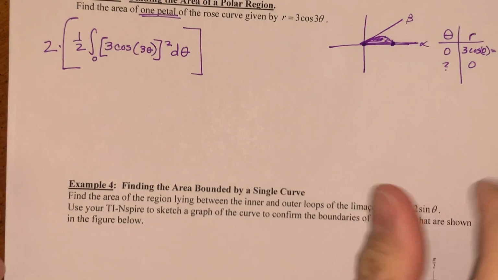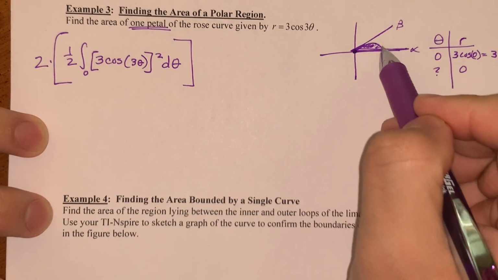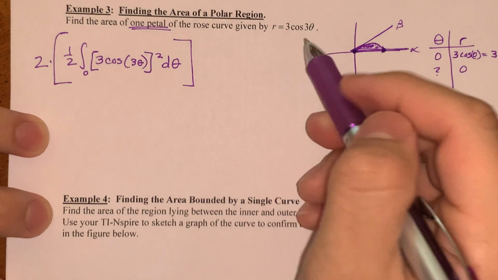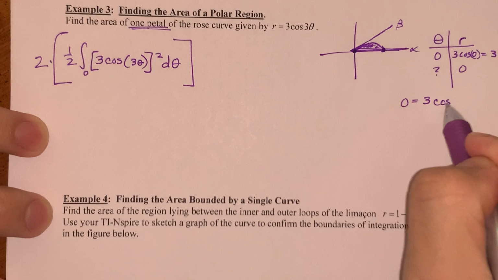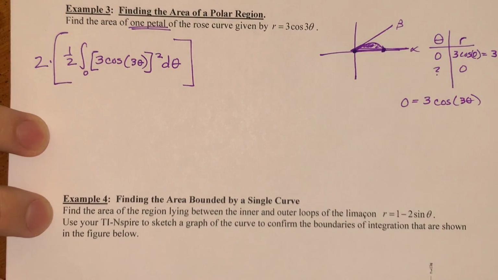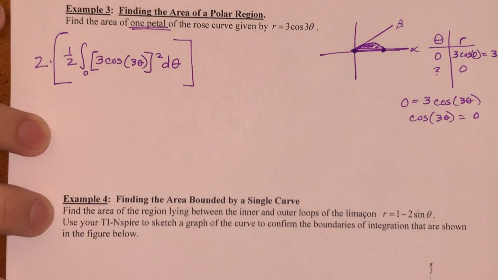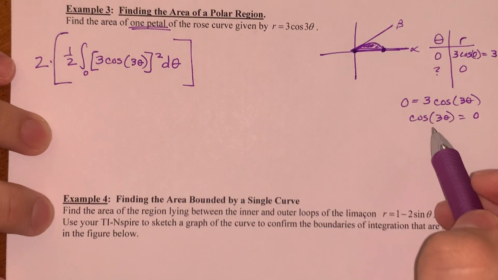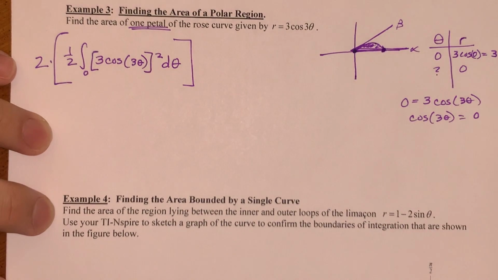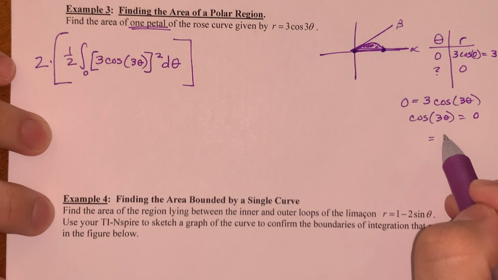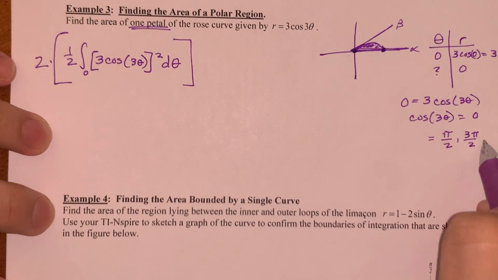So let's figure out what angle is going to bring your radius back down to 0. If we plug in 0 for the radius, that's 0 equals 3 cosine of 3 theta. And so that means that cosine of 3 theta is equal to 0. So now we have to think about what angle gives us cosine of 0, and we know that's pi over 2, 3 pi over 2, and so on and so forth.